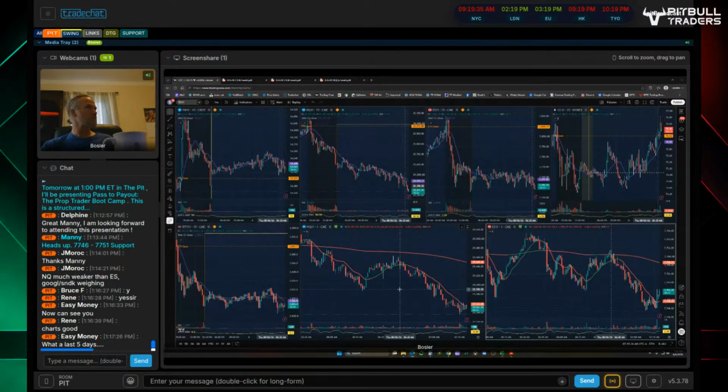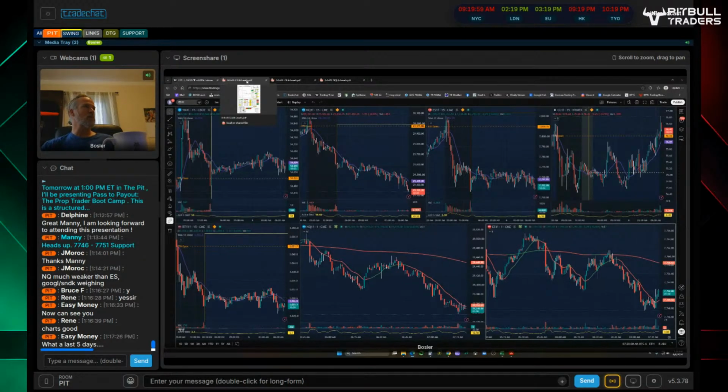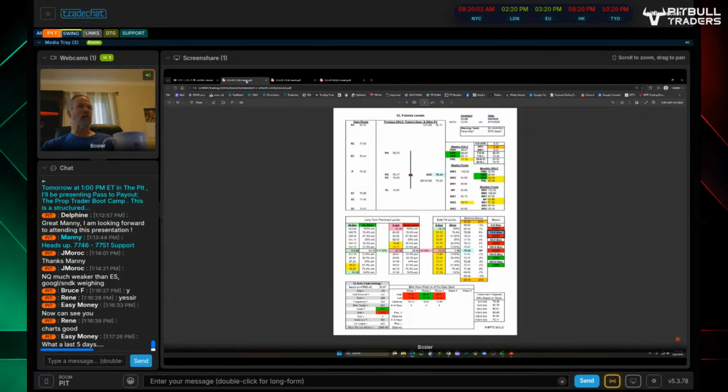I just wanted to start out quickly with my level sheets here. I've been doing these for years and years and years, and it's basically at the end of every day, I have this massive spreadsheet that's sort of my journaling sheet. It's my levels sheets, but what I do is I plug in the open, high, low, close and volume. And then I kind of adjust and look at some of these levels.